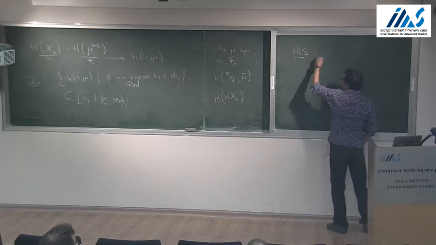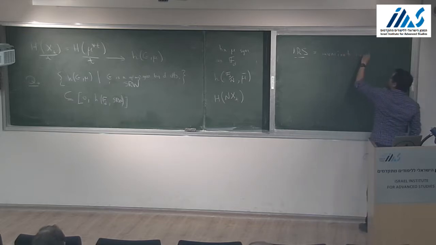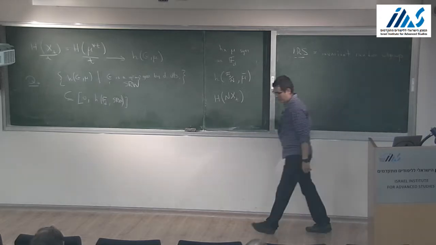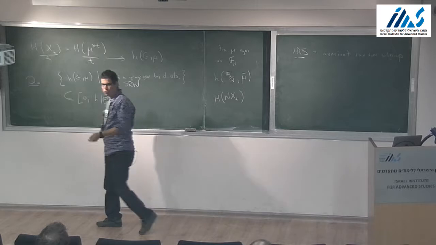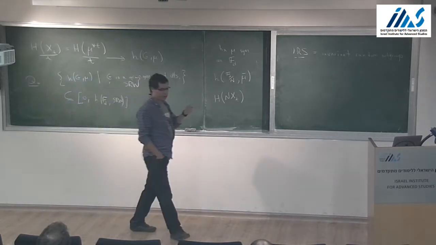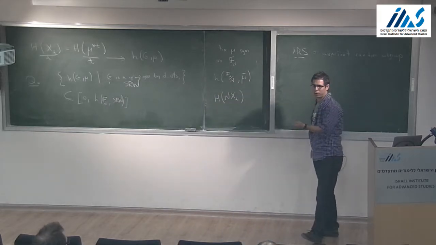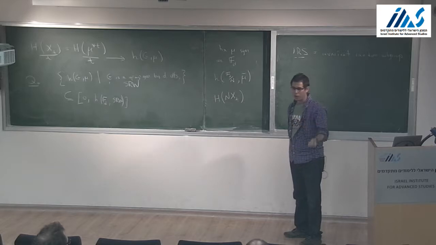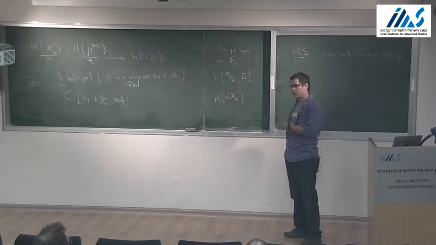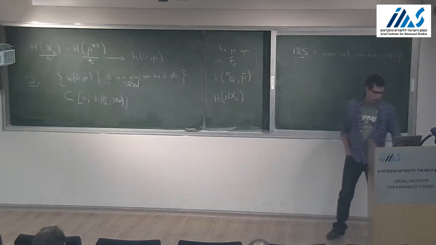So what is an IRS? IRS means invariant random subgroup. What it actually is, is not an invariant subgroup. It's a measure on subgroups which is invariant to the group action. A group G acts on its subgroups by conjugation, and you can take a probability measure on subgroups which is invariant to this action.